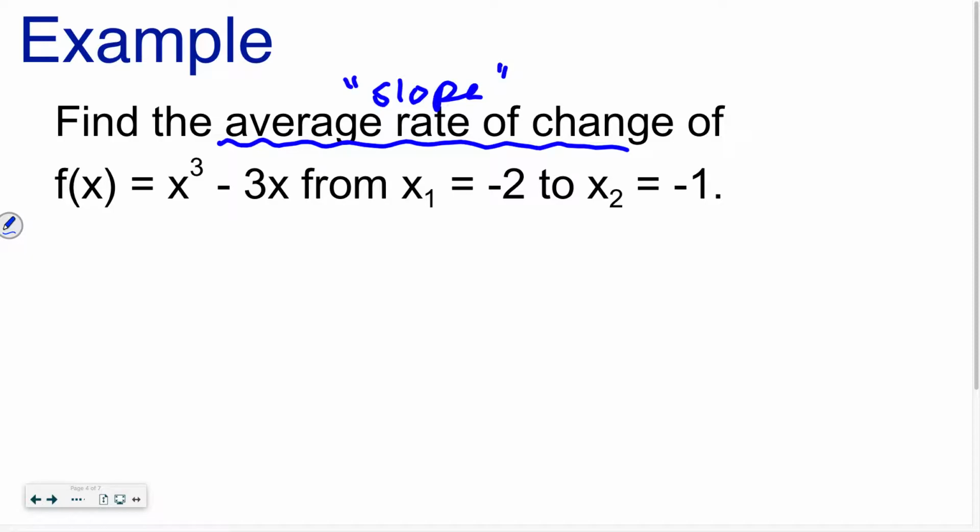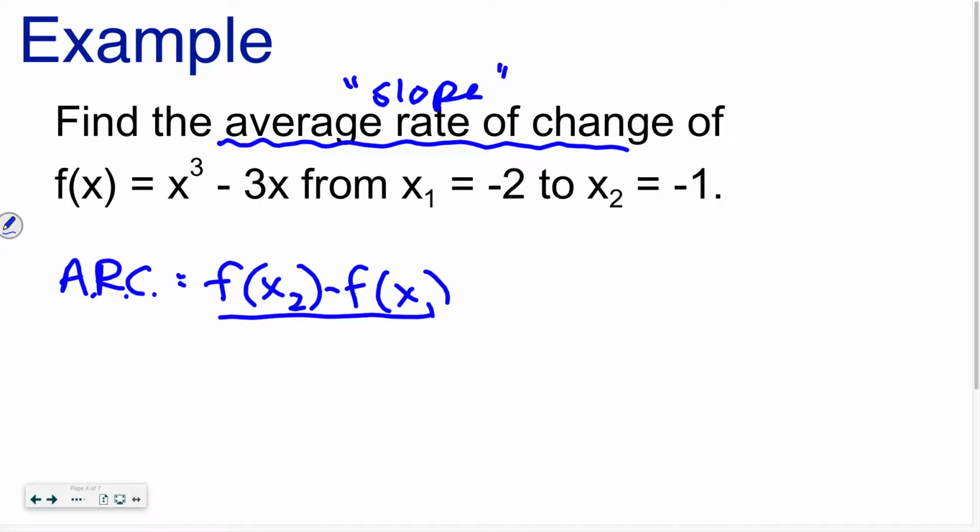And like Brody told us, the slope is change in y over change in x. If you want to memorize the formula they gave you for average rate of change, I'm going to use ARC for that. That's f of x sub 2 minus f of x sub 1 all over x sub 2 minus x sub 1. So if we have those four things, then we can calculate the average rate of change, that slope.